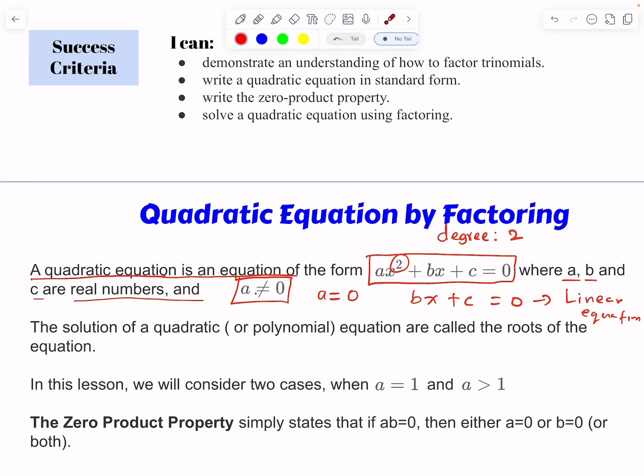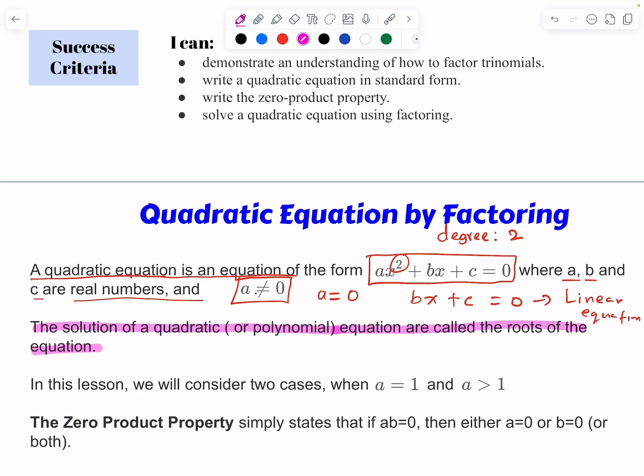And then once we solve that quadratic equation, the solutions of the quadratic equation of polynomials are called the roots of the equation. We call them the roots of the solution. In fact, sometimes we call them the x-intercepts, sometimes we call them the solutions too. So please take note of that.